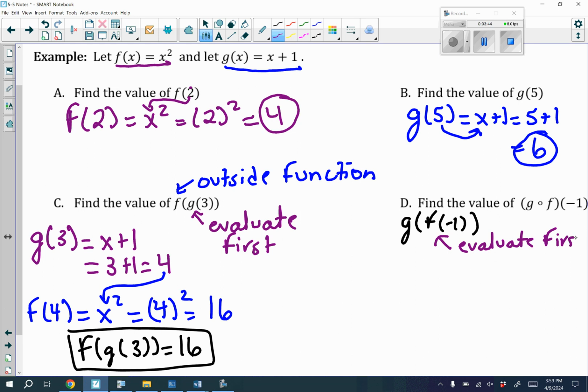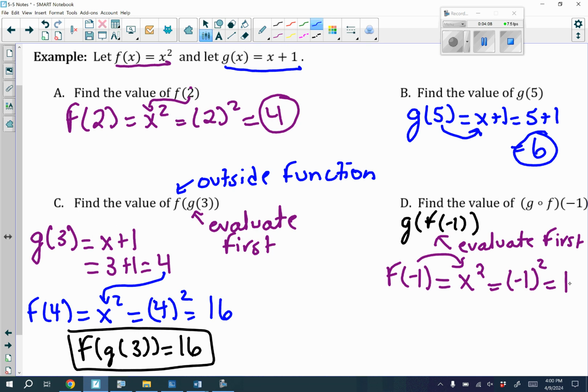And remember, I got this -1 because that was the number they gave to us. So I have f of -1. So remember my f function, which they told us is x squared. So I'm going to plug my -1 into x. Now, make sure you use parentheses because if you do not, you'll get the wrong answer. So we do (-1) squared. That gives us a +1.